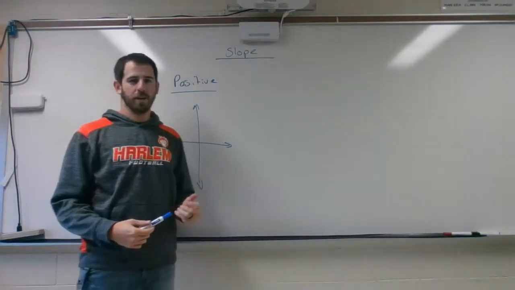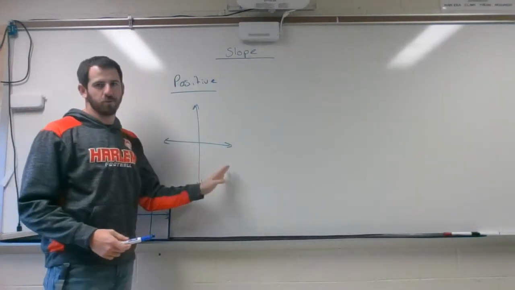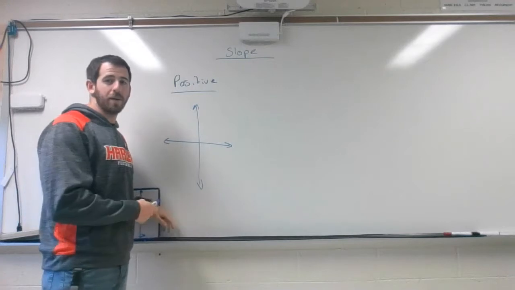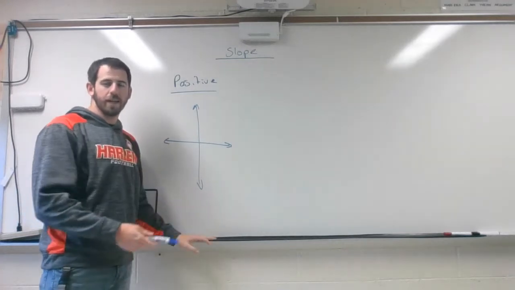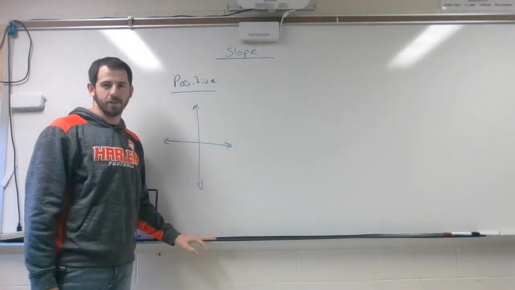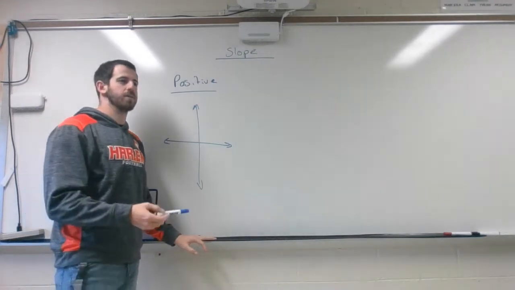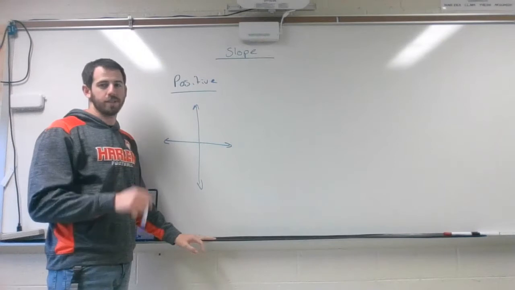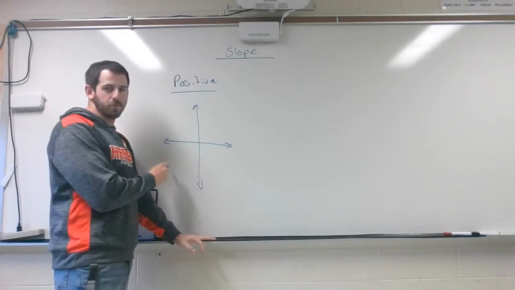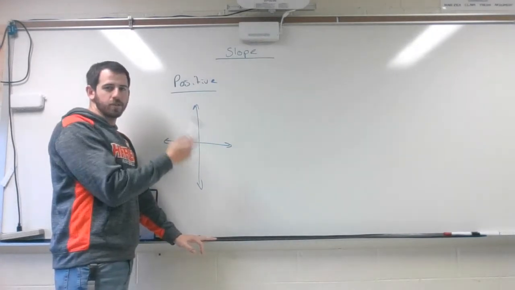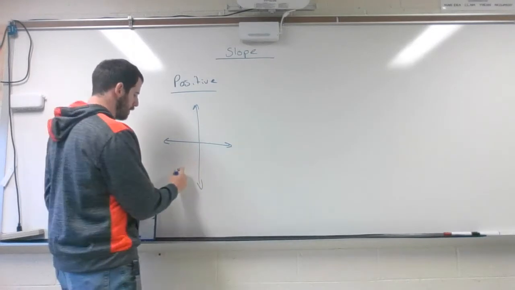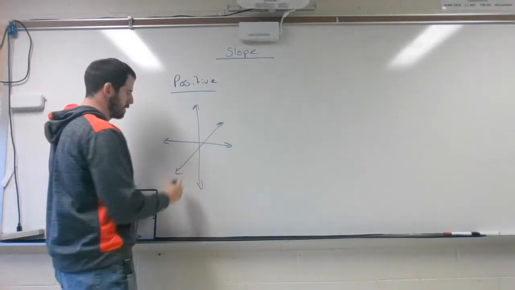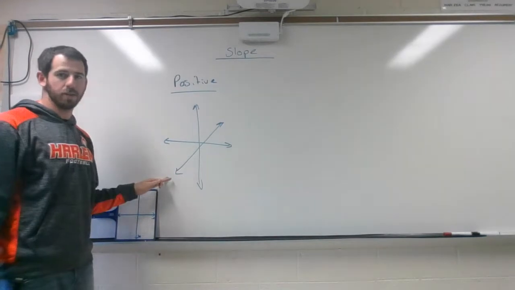So when we think about it, if we always go from left to right, then we know it's going to be positive going from left to right, and then we just have to think, is it going up or down? Instead of asking whether it's going left or right, and whether it's going up or down, we just look: is the line going up? If it is going up, that means it's positive. So you notice from left to right, this line is going up.